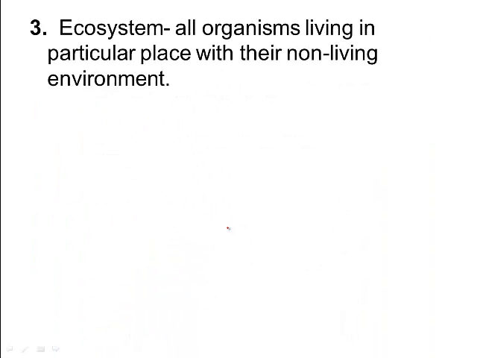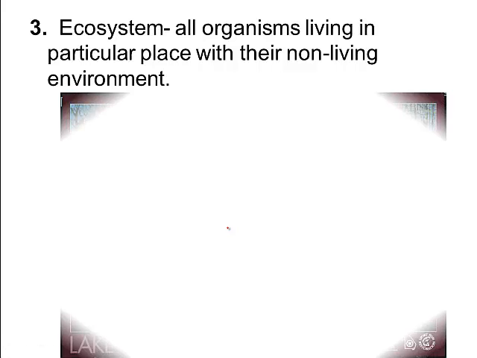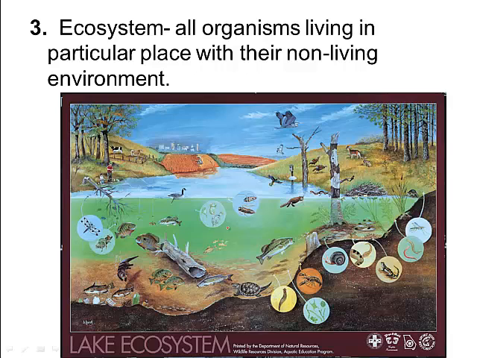So next up we have an ecosystem. An ecosystem includes all the organisms that are living in a particular place with their non-living environment. So basically in this picture we have a lake ecosystem. It's all of the living things that are found in this area together with the non-living parts. So you've got the water and the soil and everything that is needed for these living things to survive. Those are all part of the same ecosystem.